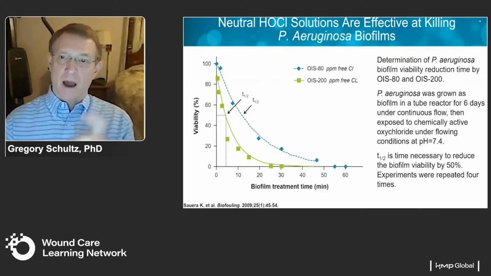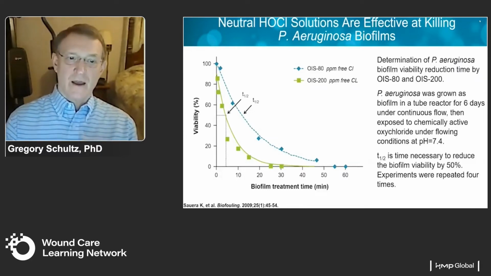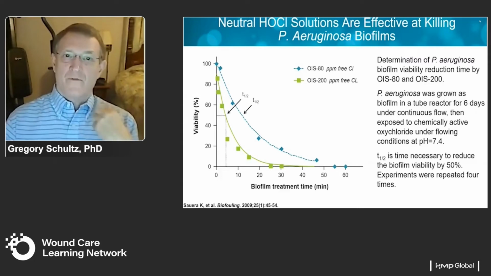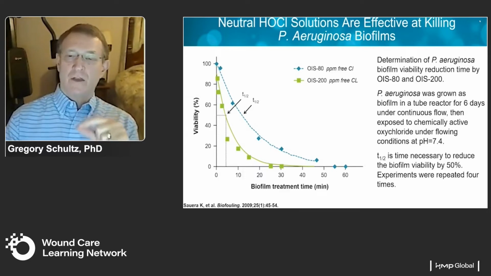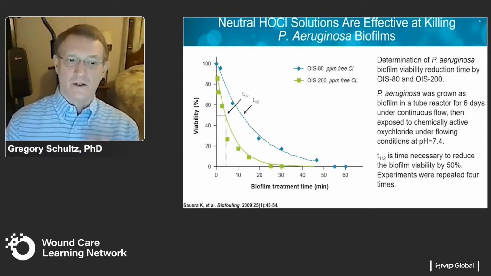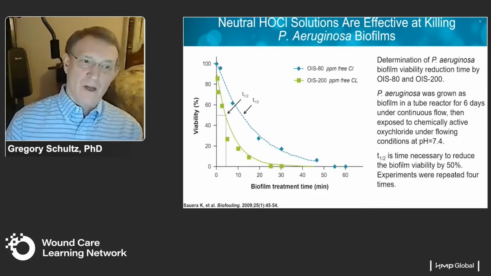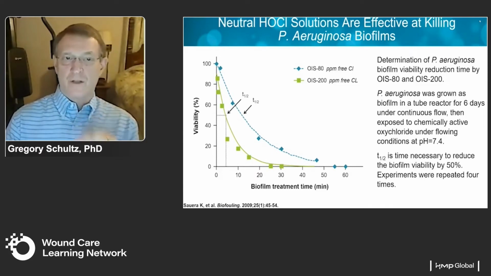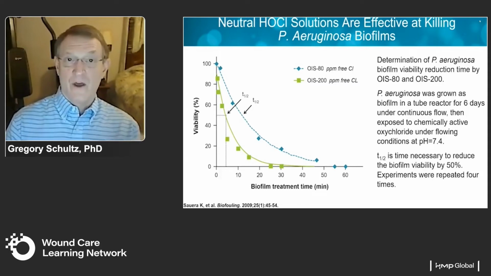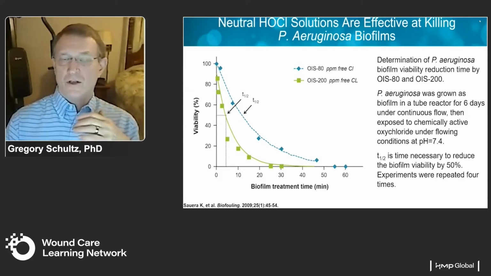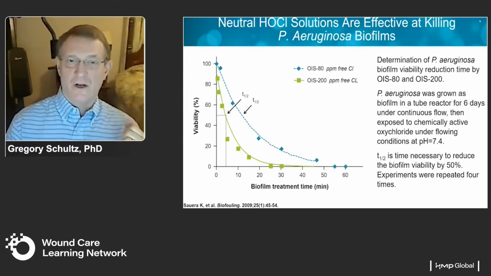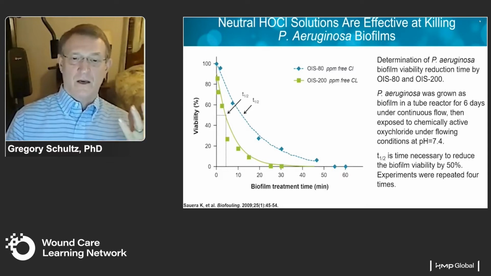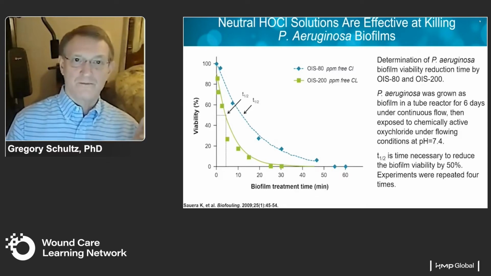And if we look at a biofilm model, we can see again that the optimum effect for killing mature biofilms is to use the hypochlorous acid at lower pH. You can see that within about 5 minutes, viability of a mature Pseudomonas biofilm grown in the laboratory is reduced by about half. And this is at a concentration of about 200 parts per million, which is even lower than the concentration that we can effectively use in hypochlorous acid, like in the pH 5.5 solution.